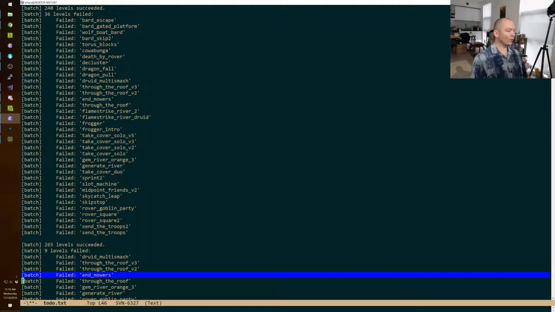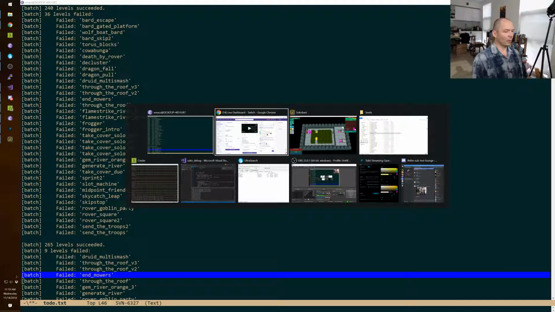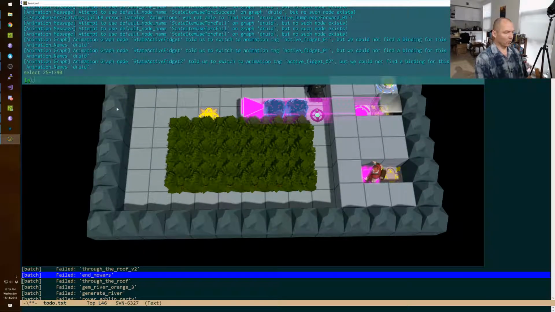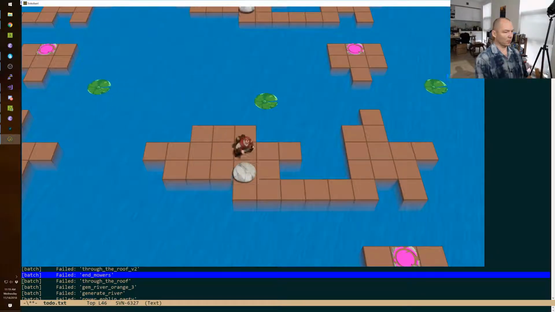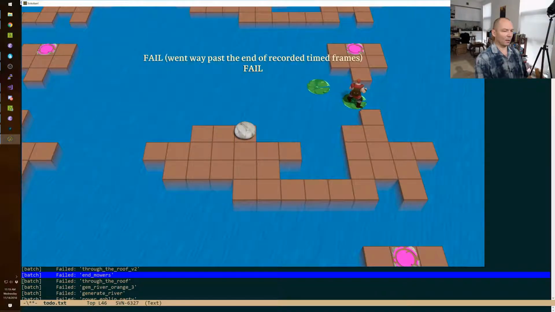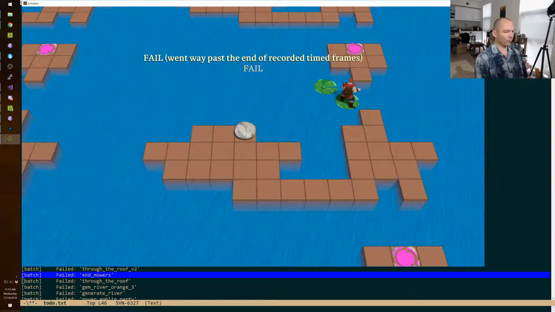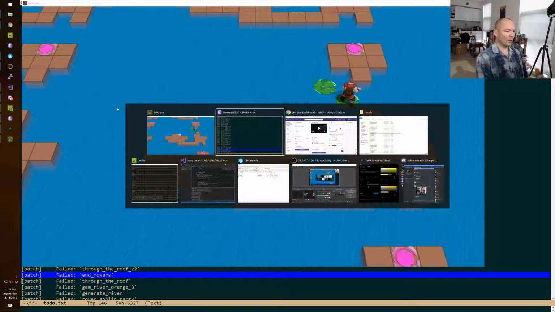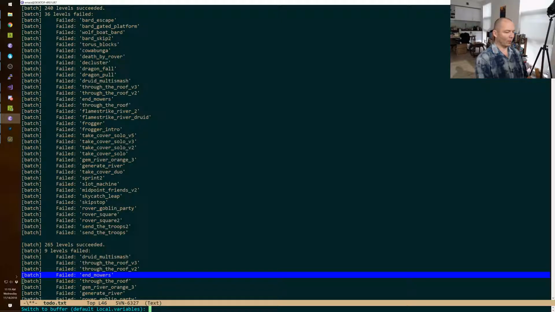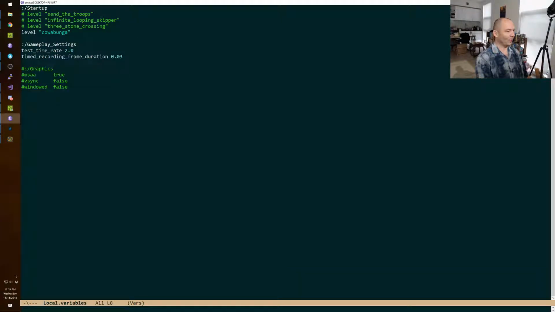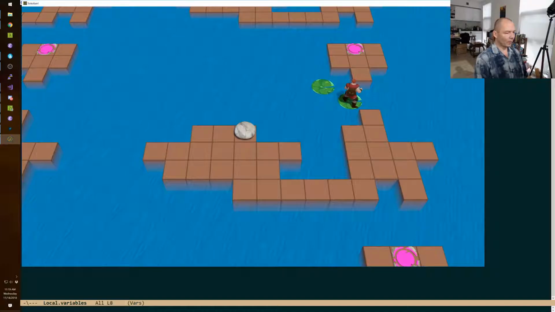Okay. Well, that's great. Let's look at Frogger intro. Okay, that failed. The crossing from one lily pad to another failed. Whoops. Slowing time down like that on time test levels doesn't work. Let's just see what happens.